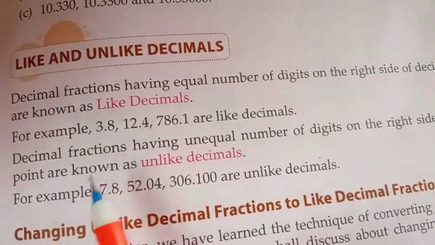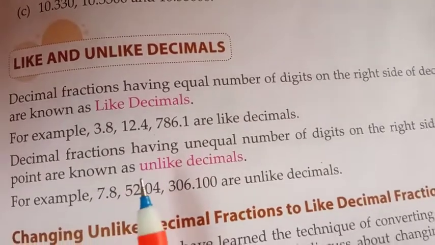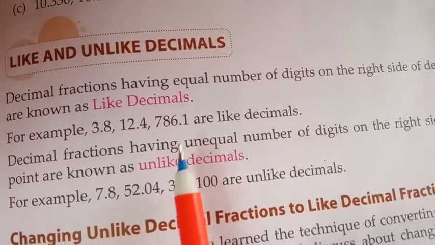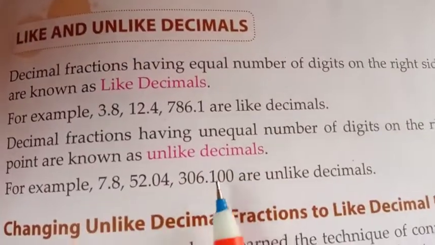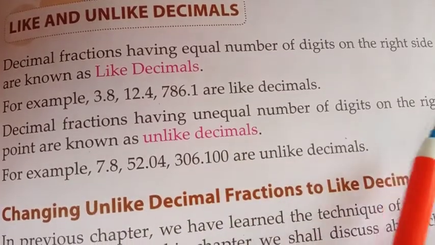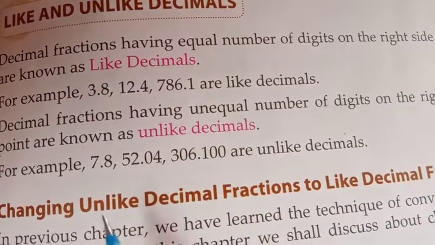The decimal fractions here have an equal number of digits on the right side of the decimal point. In the first decimal fraction, after the decimal point there is one digit, here also one digit and here also one digit. So there is an equal number of digits on the right side of the decimal point. That's why these are called like decimals. Now the question is about unlike decimals: decimal fractions having an unequal number of digits on the right side of the decimal point are known as unlike decimals.